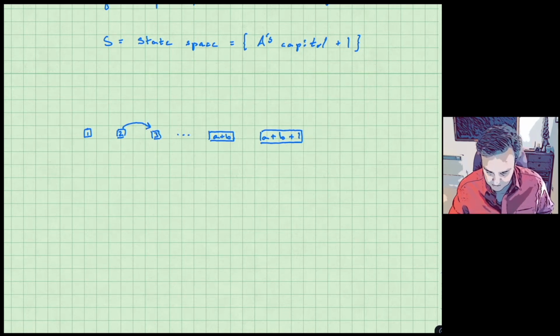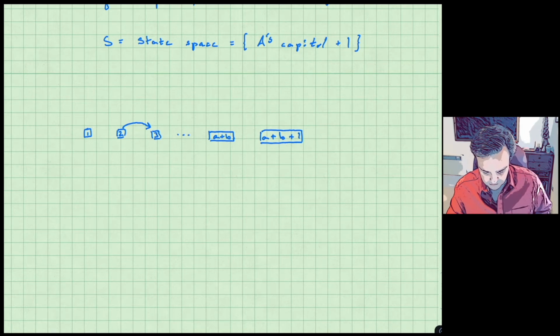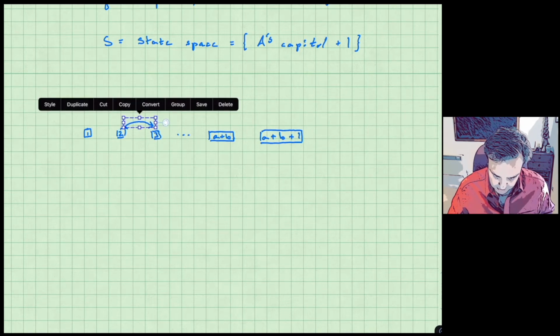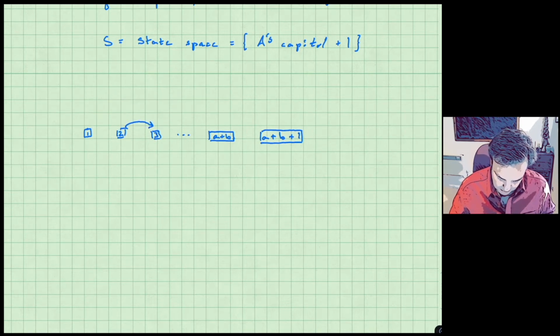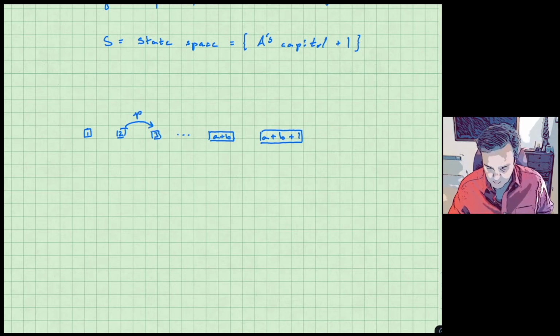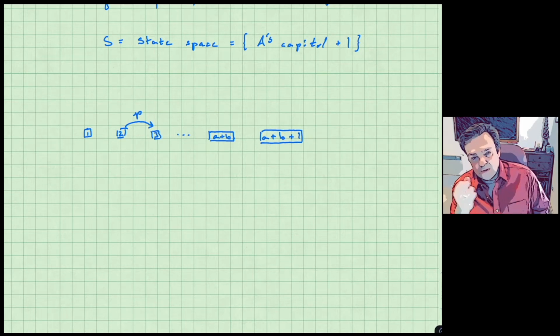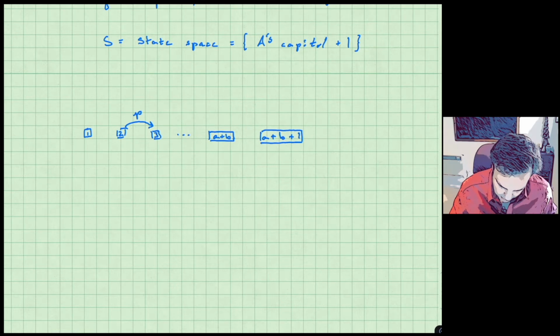You can draw straight lines. I like to draw them as little curved lines. And then we write on top of it the probability of having that transition. That transition means that A has won a game. And so the probability for that is P. Right? And if you were in state number 3, A could lose a game and get put back into state number 2. And so we draw that like this, and we label that Q, right?